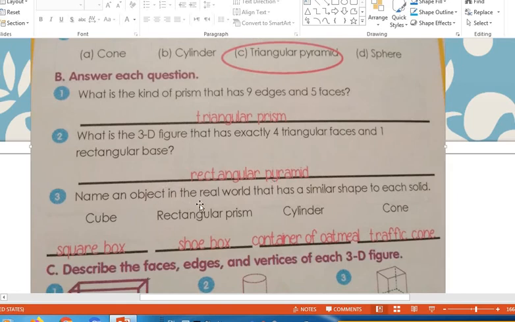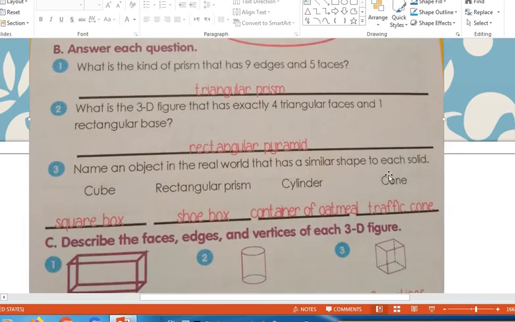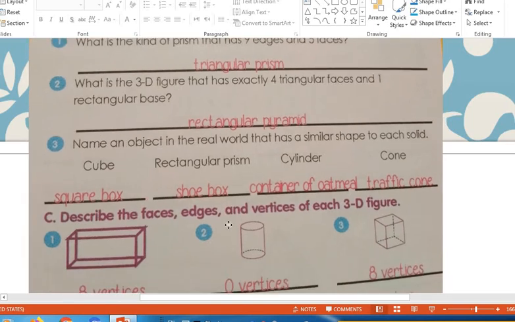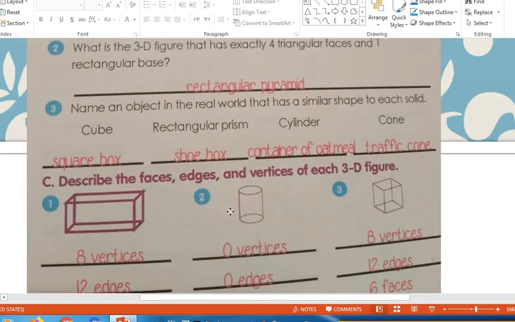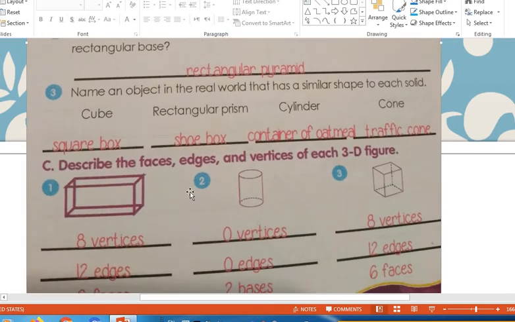Name an object in the real world that is similar in shape to each solid. Cube, like the square box. The rectangular prism, the shoe box. Cylinder, container of oatmeal or the Pepsi can. Cone, traffic cone, or the ice cream cone. The dice. Describe the faces and edges the same.